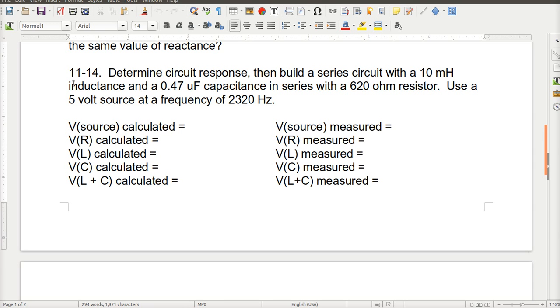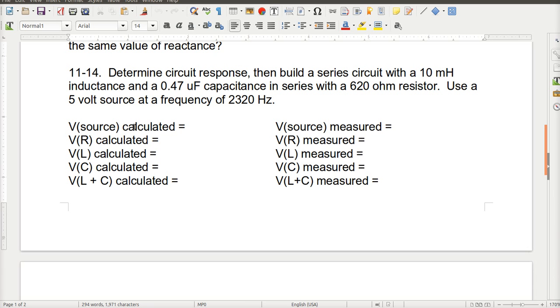Okay, worksheet 6 for ELC139, part 2. Determine the circuit response, then build. Determine the circuit response means analyze. Then build means to build. With a 10 millihenry inductance, a 0.47 microfarad capacitance in series with a 620 ohm resistor. Use a 5 volt source at 2320 hertz.